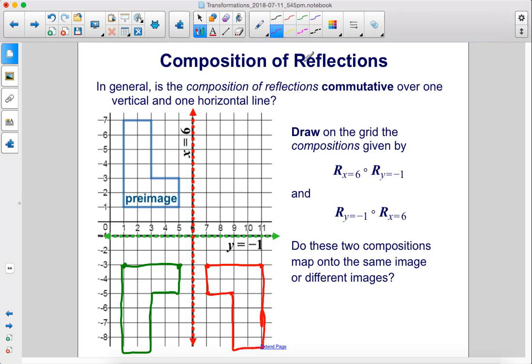All right, so now let's do this order. So first we're going to reflect it over the line x equals 6. So that would be here, like this. So right now I'm reflecting this image across the line x equals 6. All right, and then reflect it over the line y equals -1. So yes, we do end up with the exact same place at the end.